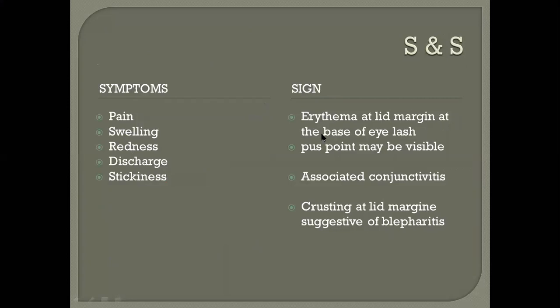like erythema at the lid margin at the base of the eyelash. There should be a pus point which may be visible at the eyelash root. There can be associated conjunctivitis also, depending upon the hygiene of the patient. And there can be crusting at the lid margin suggestive of blepharitis. It means that the infection is not localized to just one single gland. It is affecting many more glands in a row on the lid margin.